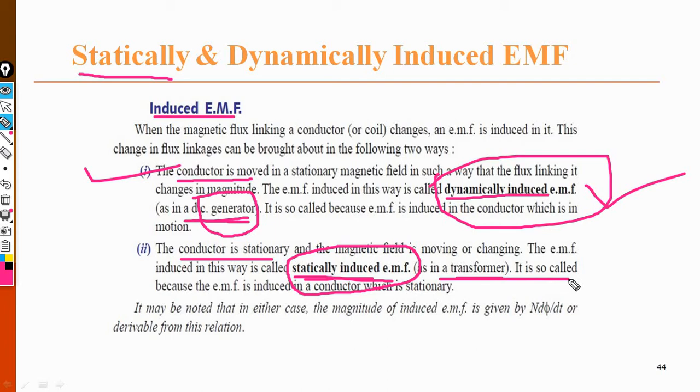Now this is just an overview of statically and dynamically induced EMF. In this type of induced EMF, the magnitude of induced EMF depends on the direction of the moving flux and also the status of the conductor, that is whether the conductor is in moving position or stationary position. This is just an overview of the induced EMF.